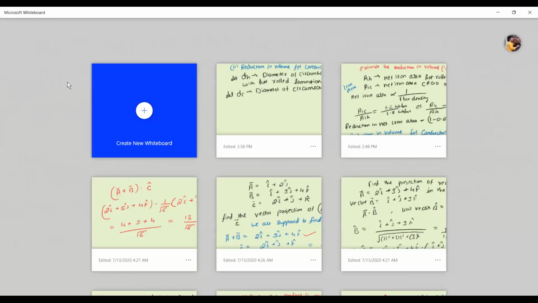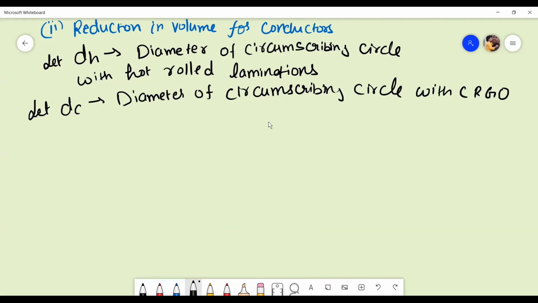So let me share. Yeah, so I hope you are able to see the screen. Now, reduction in volume for conductors. So this we are going to do today in this session of the class for electrical machine design. And it's a very good question, and I hope you will enjoy this class. Okay, so reduction in volume for conductors.